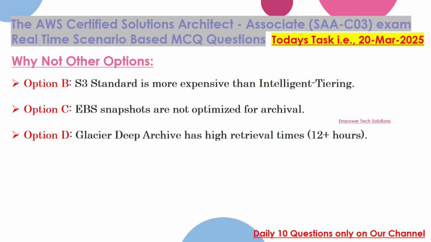Why not other options? Option B, S3 Standard is more expensive than Intelligent Tiering. Option C, EBS snapshots are not optimized for archival. Option D, Glacier Deep Archive has high retrieval times, 12+ hours.